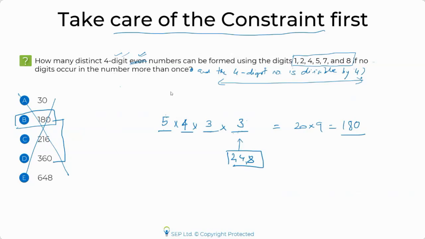Arjun, the question doesn't say that even numbers should end in the unit place, but that's the definition of an even number. Even numbers are numbers whose unit place is even. I hope that answers your query, Arjun. Ibukun, I hope it's clear now.